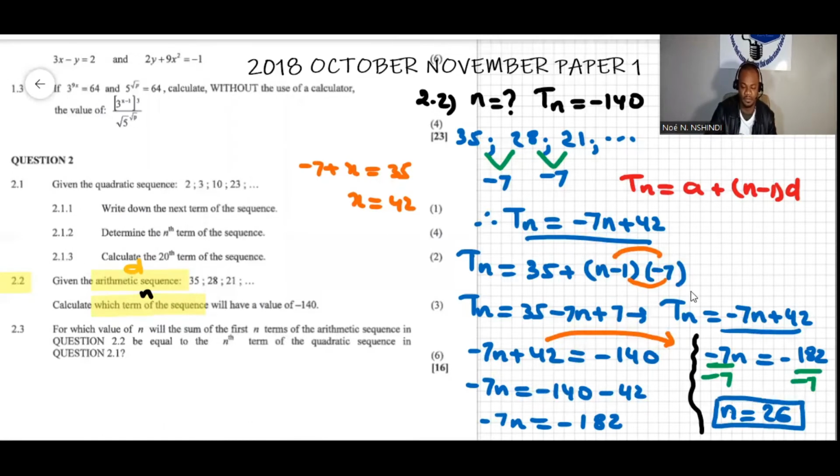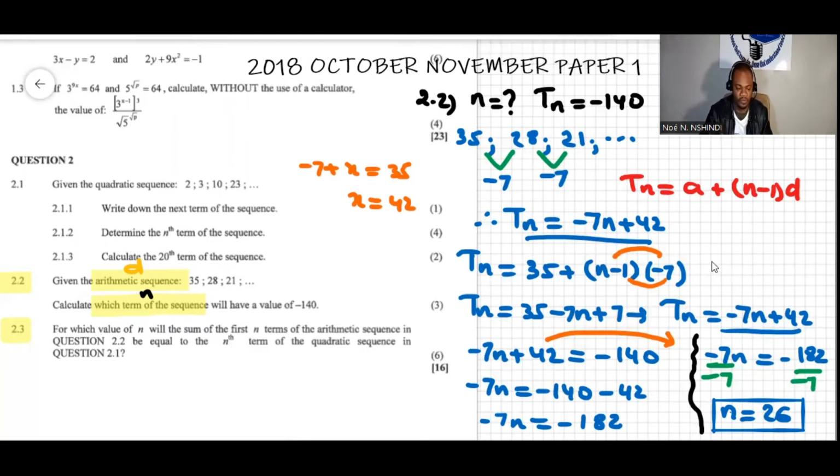Now the following question is question 2.3. The question says: for which value of n will the sum of the first n terms of the arithmetic sequence in question 2.2 be equal to the nth term of the quadratic sequence in question 2.1?